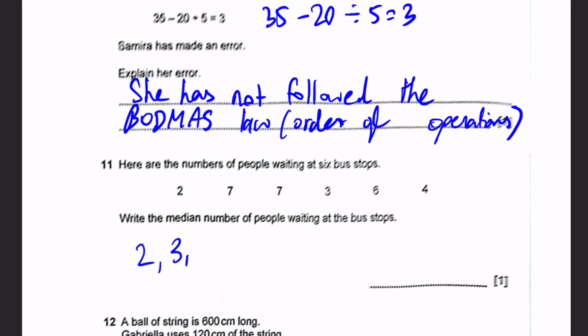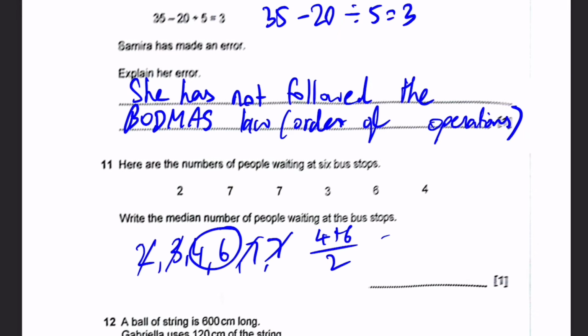In ascending order, we can write 2, 3, 4, 6, 7, 7. Now, the middle two, we can do the cancellation method to get the middle two, 4 and 6. So 4 plus 6 by 2 is our median, the mean of these two. That'll be 10 by 2, which is 5. That's the answer. Question 12.